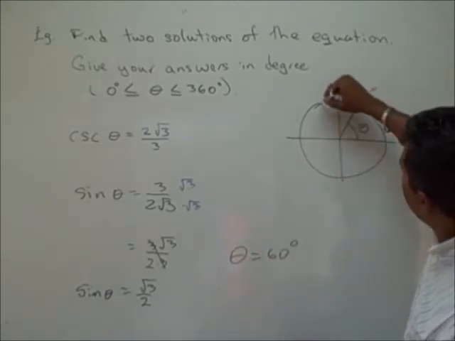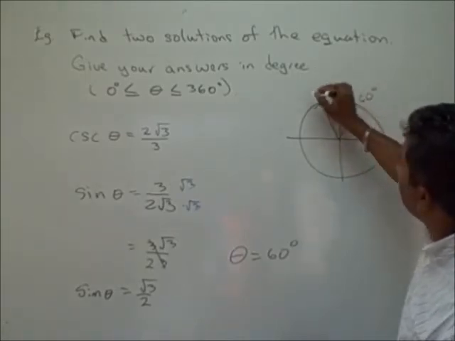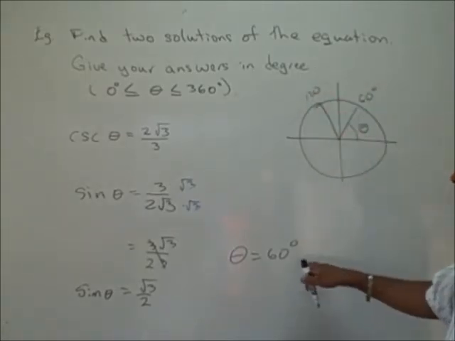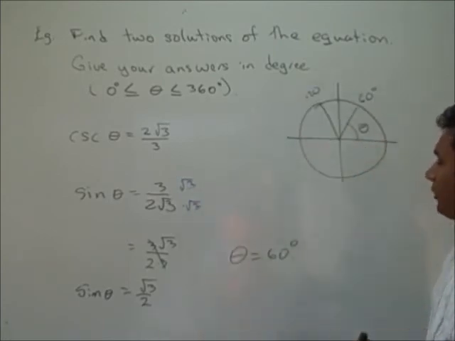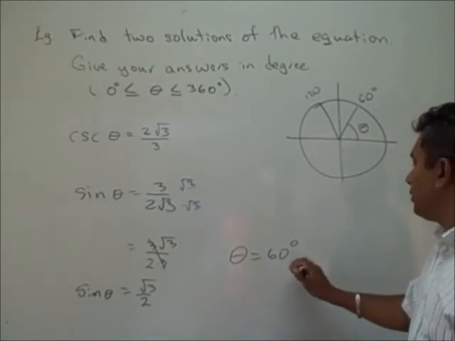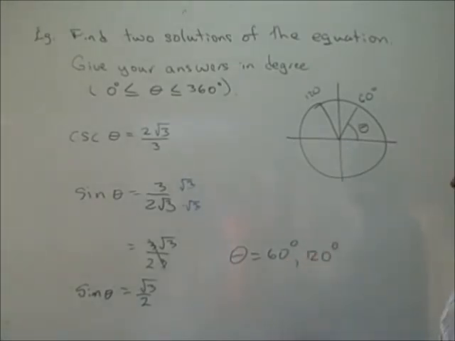We also know that sine of 120 degrees is also equal to radical 3 over 2, positive. Since sine is positive in both the first and second quadrant, our answers are 60 degrees and 120 degrees.